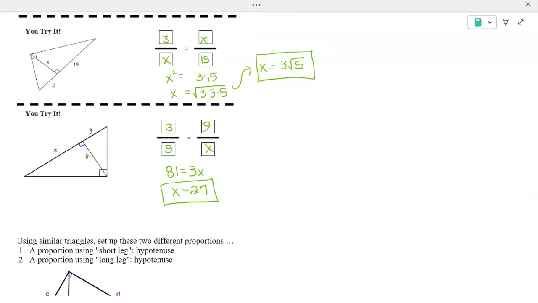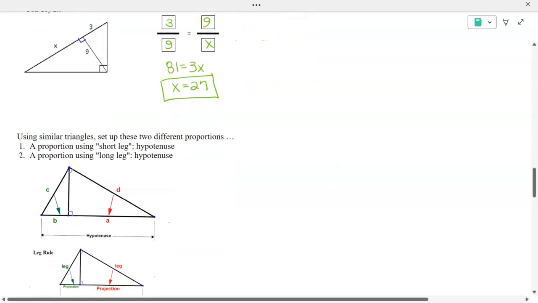So the first one you should have gotten 3 radical 5. You'll notice how I broke this down instead of multiplying out 3 times 5. And for the second one, I got x equals 27. Now, because of properties of proportion, it doesn't really matter if you put x up here and 3 down in the denominator right here, because when you cross multiply, you still should get 81 equals 3x.